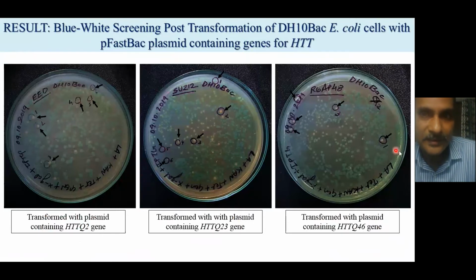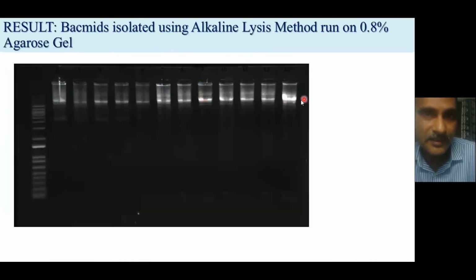These are some representative images of your antibiotic and X-gal IPTG screening, from my own lab results. Upon selection, you can see the LB agar with kanamycin, X-gal and IPTG, and there are several blue colonies, but along with that, white colonies are also there. These white colonies are picked up and grown, and then used for isolation of Bacmid. If required, you do a gene-specific primer based PCR to see whether your gene of interest is incorporated in the Bacmid or not.